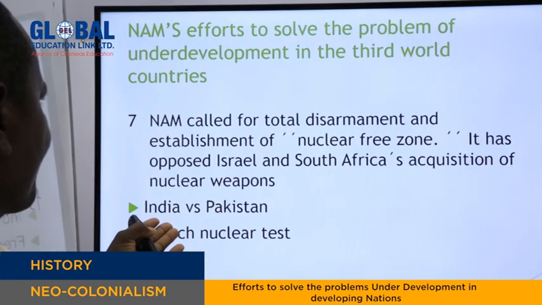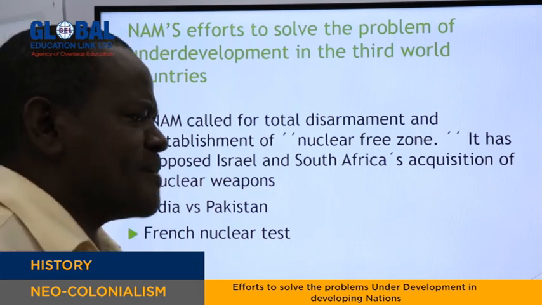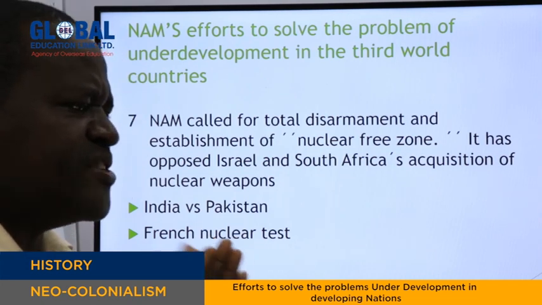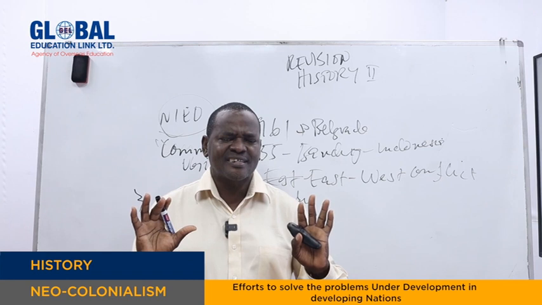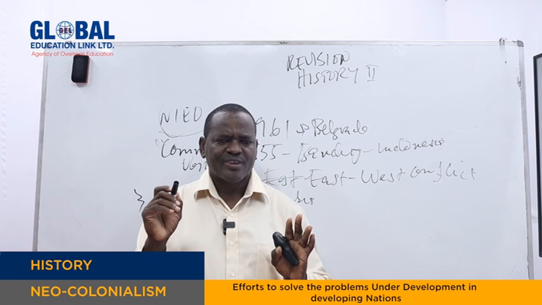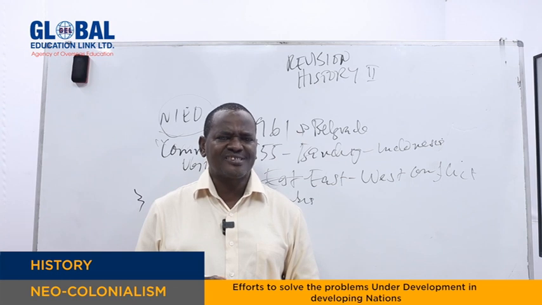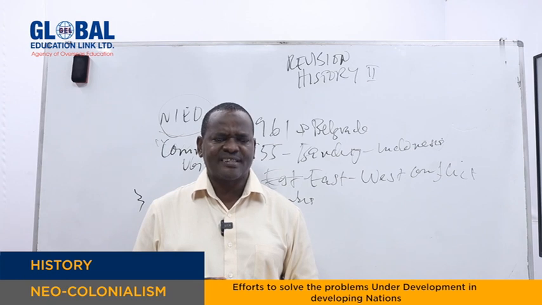My dear students, this is another point. NAM called for total disarmament and the establishment of a nuclear-free zone. Total disarmament means that the third world countries should not allow at all the establishment of nuclear programs in their countries. They should not allow nuclear weapons to escalate into their countries. This is what NAM believed. So they wanted the establishment of a nuclear-free zone, that third world countries should not be a nuclear zone. This is what they wanted.